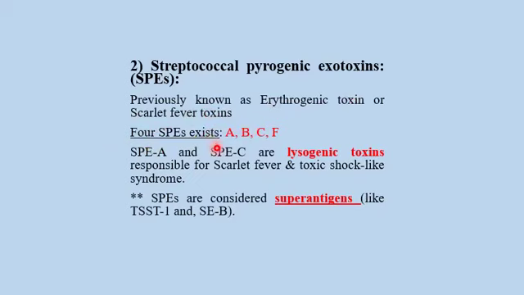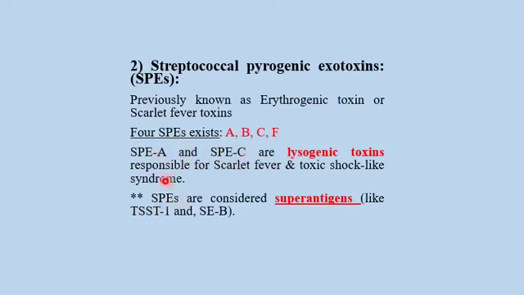A and C are lysogenic toxins. Can you remember the meaning of lysogenic? It means produced by a certain phage, a bacteriophage present inside the chromosome of the bacteria. So the first information we know about this toxin is that A and C are lysogenic. And they are responsible for scarlet fever and the toxic shock-like syndrome. These are 2 diseases we're going to deal with, God willing.